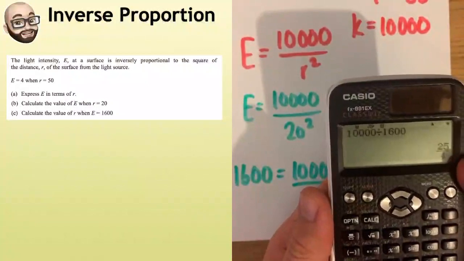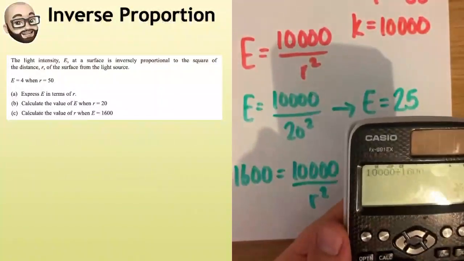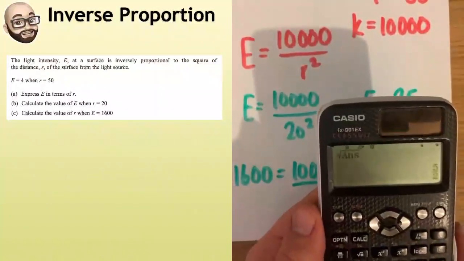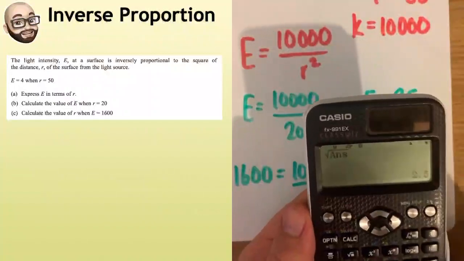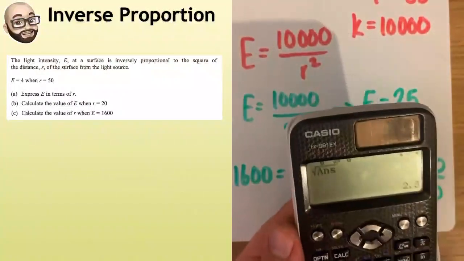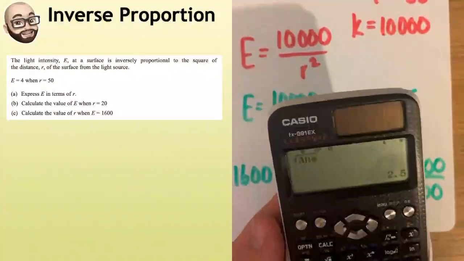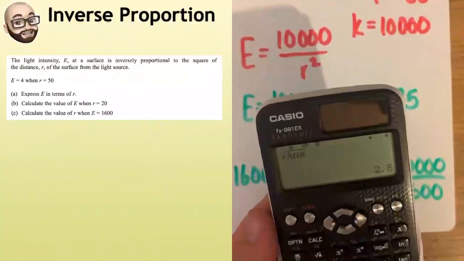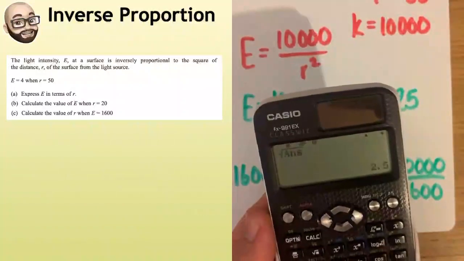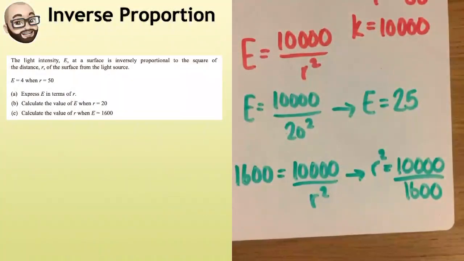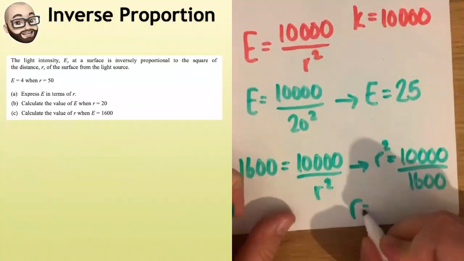And I get an answer. That's R squared, so I need to square root that. And I get 5 over 2, which is 2.5. And it could be positive or negative 2.5. This question does not say find the positive one, it just says calculate it. So I'm going to write R equals positive or negative 2.5.